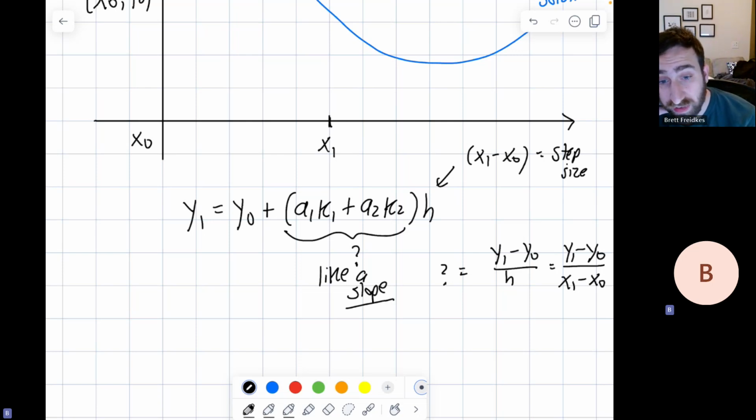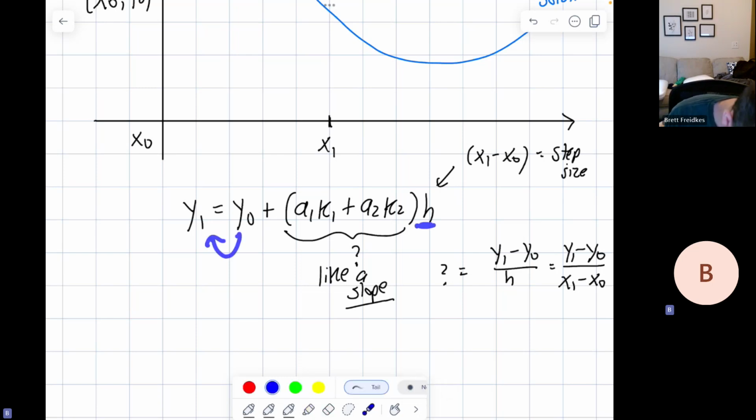That's the general idea about it, is that we are trying to find some representation of a slope. I hope we see that. All I did was just subtract this over to the other side, and then I divided by this h, and we see that this term, they just label it as a question mark, is equal to rise over run. It's like a slope. Let me erase that.